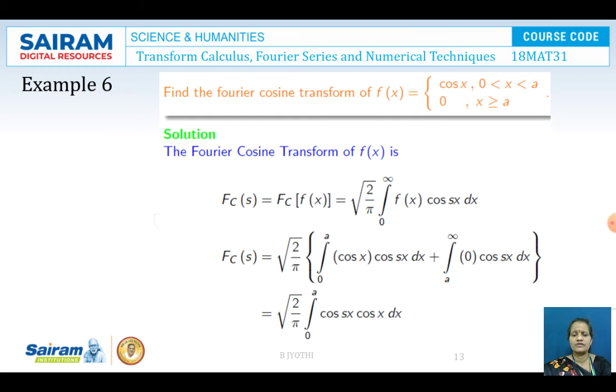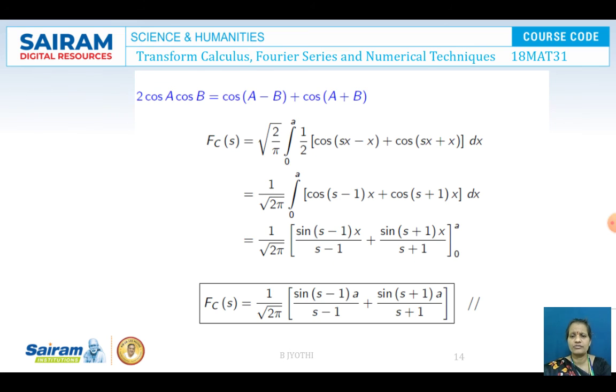Next, let us find the Fourier cosine transform of cos x when it is 0 to a, 0 when it is greater or equals to a. So Fc of s is given by this formula. Put f of x as cos x, then the cos a cos b formula needs to be applied. So it reduces to cos sx into cos x dx. Let us recall the cos a cos b formula. It's given by cos of a minus b plus cos of a plus b divided by 2, or 2 times cos a cos b is given by this formula.